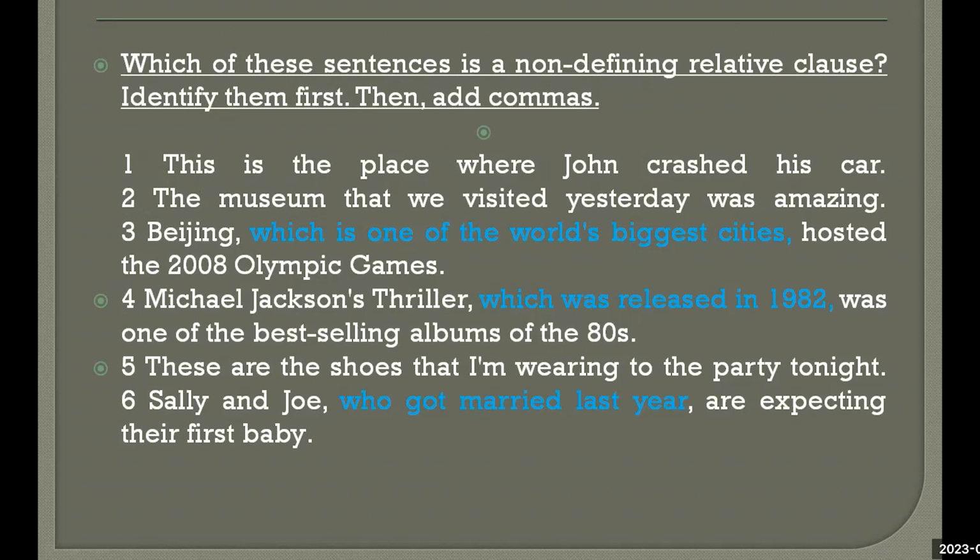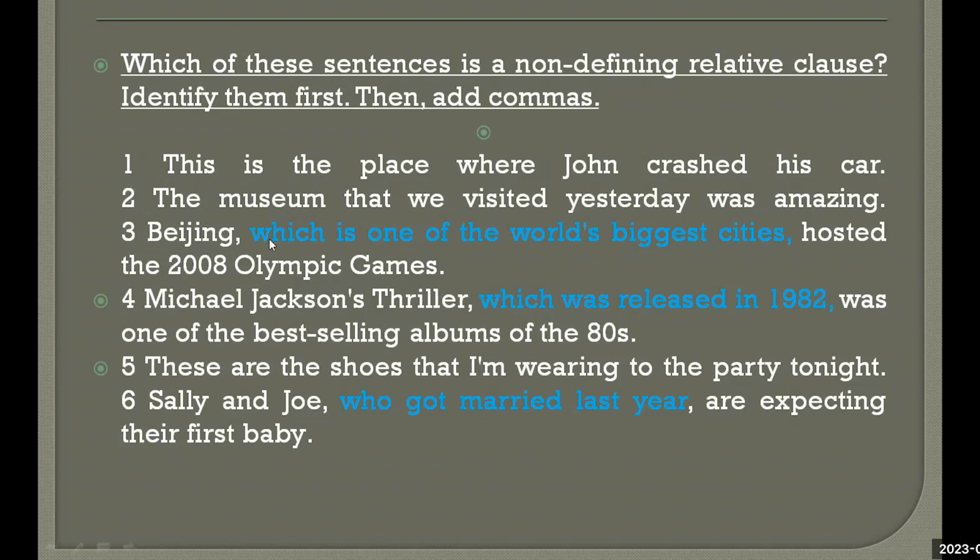If I'm talking to you and I say the museum was amazing, you will ask me, which museum are you talking about? So if a sentence is not complete by itself, it needs to be completed. It needs to be defined. Because I said that, so I have to tell you which museum I'm talking about. Got it? You understand what I'm saying?